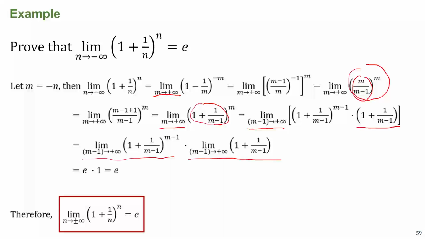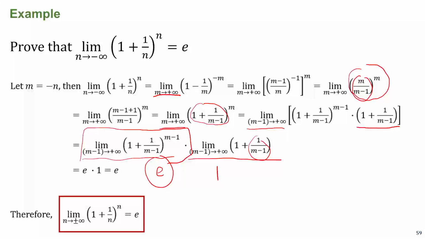The first limit, we have already learned this actually is e, right? You can consider m minus 1 as your independent variable x. So the limit of this expression 1 plus 1 over x to the power of x when x approaches positive infinity will give you e, right? And for the second expression, when m minus 1 approaches positive infinity, this part will approach 0. So that limit will equal 1. So eventually you have e times 1, which equals e.